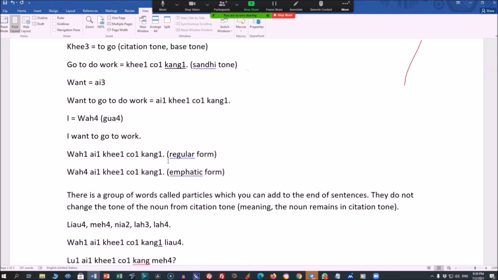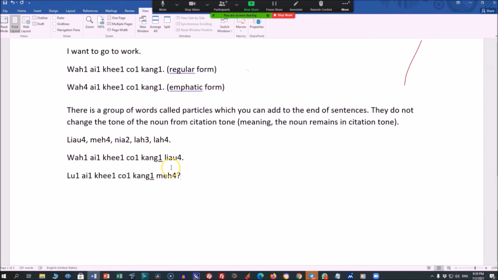Lu ai ki zhou gang meh? Okay, one. Yes, right? So it has to be 1, because the particle doesn't change the tone of the word before it. So all these are the particles, and if you have any of them in the sentence, it doesn't affect the tone of the word before it.